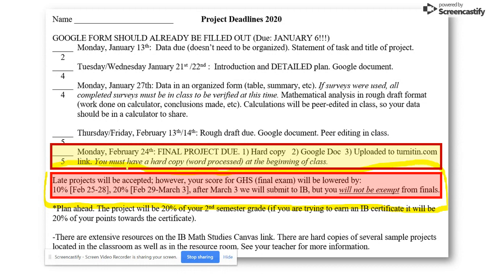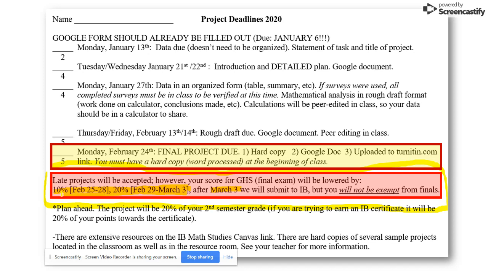Late submissions are accepted, but there are penalties for being a few days late compared to a little over a week late. And if you submit your project after March 3rd, you will no longer be exempt from the final here at GHS. You will have to take the final. So pay attention to the late deadlines. I obviously don't plan on being late, but be aware that there are penalties. Again, this is your final exam grade, and for a late penalty, that's just going to hurt you even more.